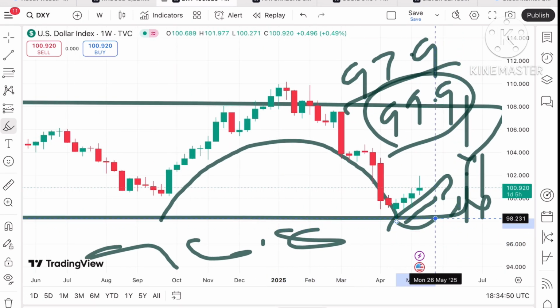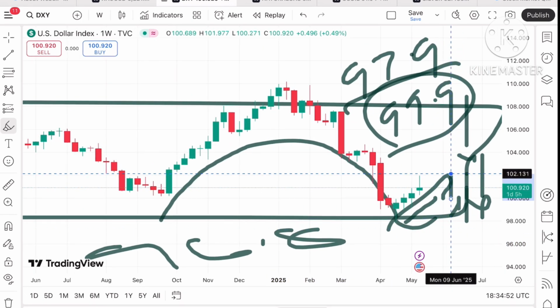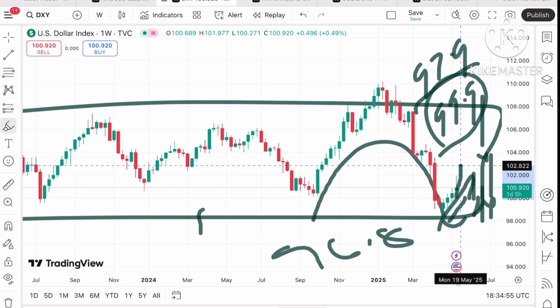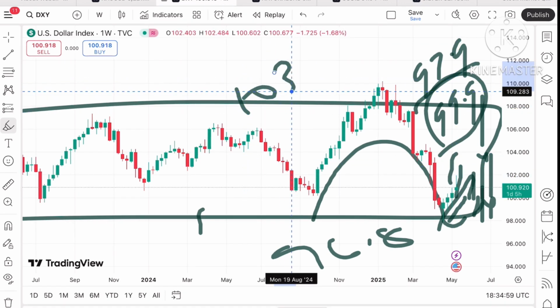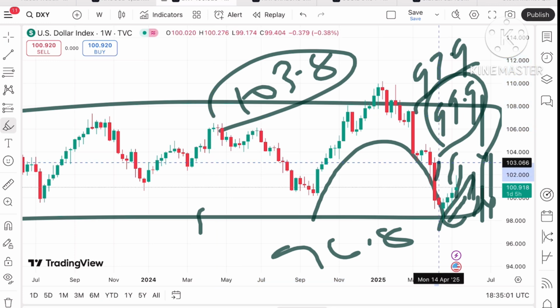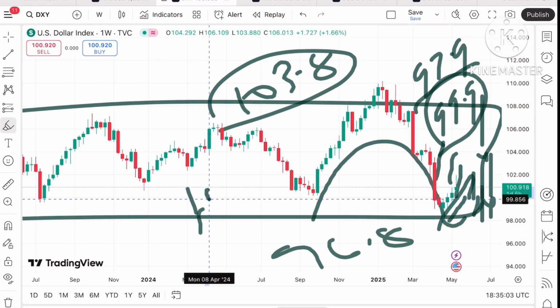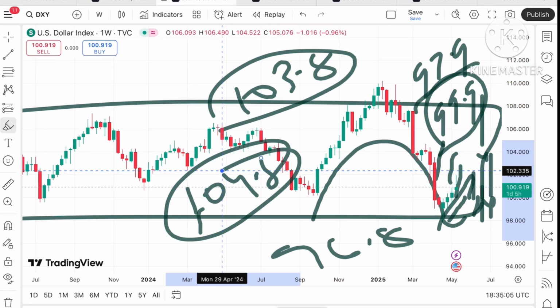But suppose if it started sustaining this level, it can touch a level of 102.1 and from there a level of 102.7, and if the price moves over this level, the probability of touching 103.8 we can see, and then a further upside towards 104.8. Suppose the price moves over this level, a further upside we can see.